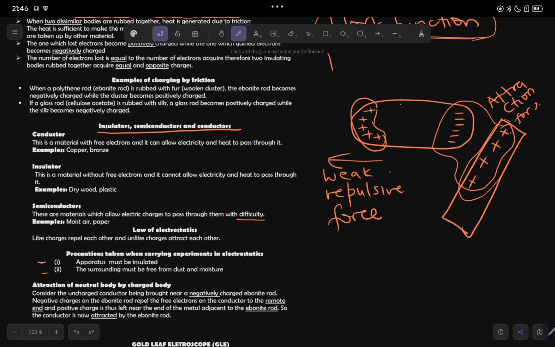So in the end, since the body is experiencing a stronger attraction force compared to the weaker repulsive force, our body will receive a net attraction force, because the attraction force here is bigger than the repulsive force.